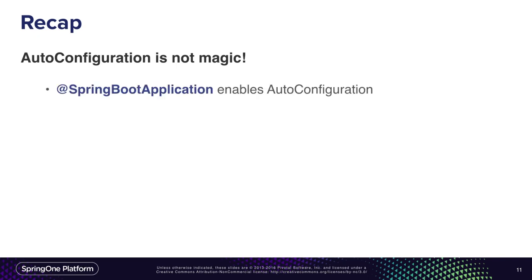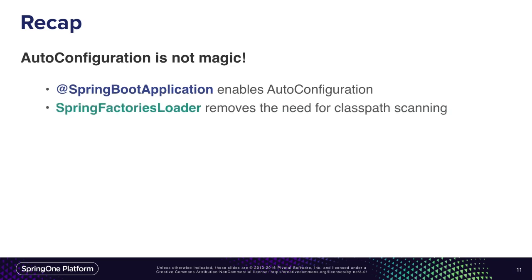And so the first thing is the Spring Boot application enables the auto configuration with the annotation. The Spring Factories loader removes the need for class path scanning because that can take a while, right? If you have a big class path, you just want to go to the auto configuration class, and it will only do the things that you want to do. It won't scan the entire class path.